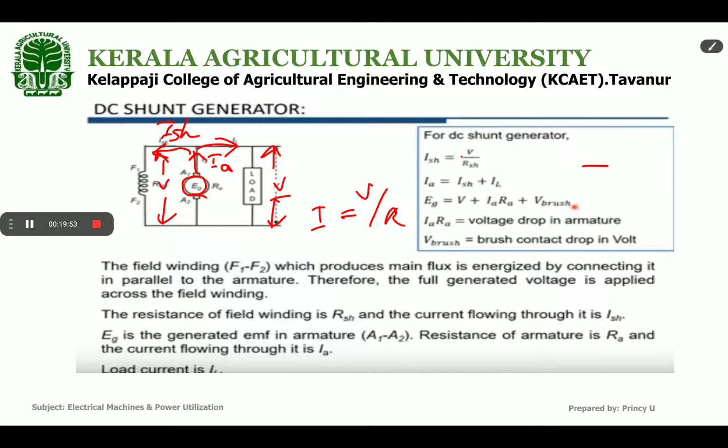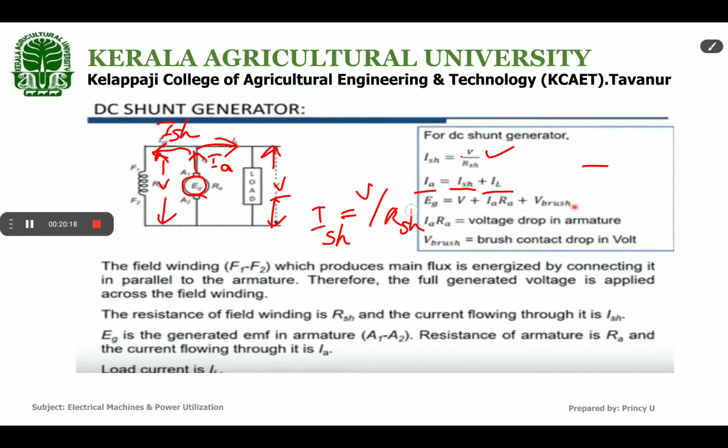So V by RSH, where the winding resistance is represented as RSH. So the shunt field current is represented as V by RSH. And what is the current IA? We have already told that the total current produced in the armature, a part of current goes to the shunt field winding and a part of current goes to the load. So it is the sum of ISH plus IL.